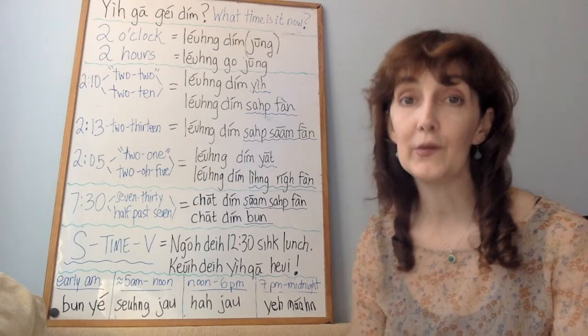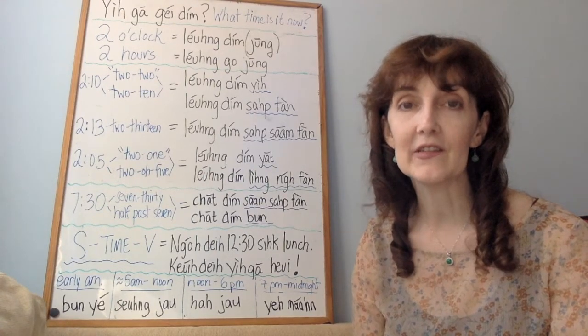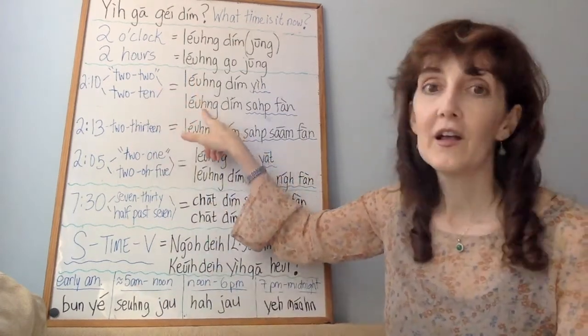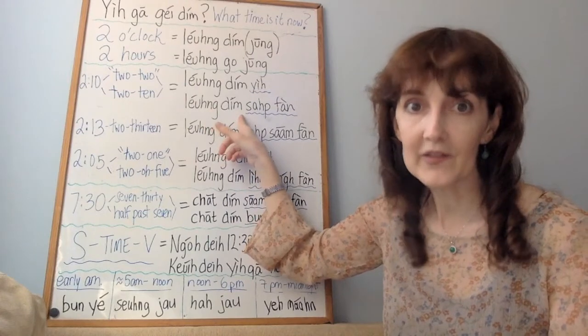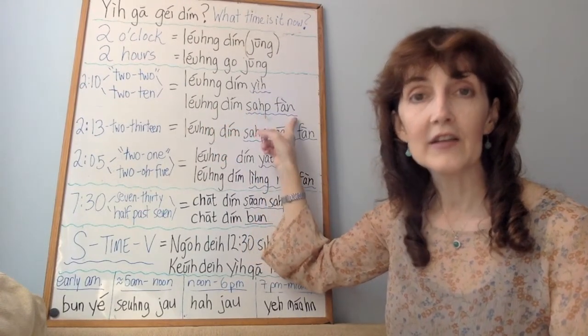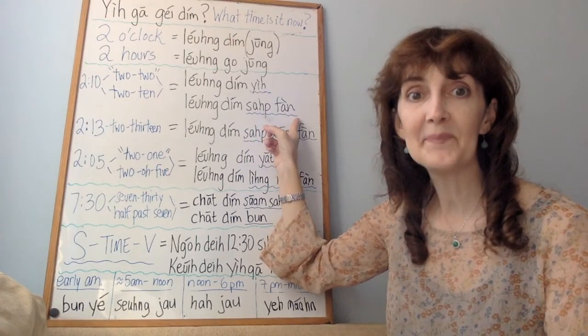2:點yi is 2:10, okay? Now, of course, you could also say, like in English, it's 2:10, in which case it would be 2:點, the same 2 o'clock, or the 2 hour, 2:點10分. 2:點10分 is 2:10, just like it is in English, okay?